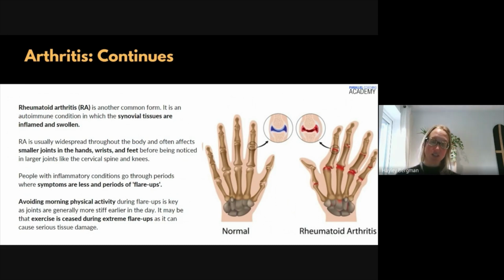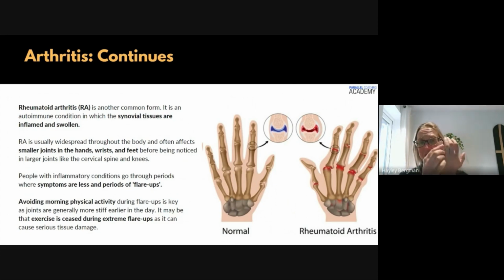So osteoarthritis was affecting that wear and tear on the joint. Rheumatoid arthritis is another common form of arthritis. It still has pain, inflammation, and swelling, but it's an autoimmune condition. And autoimmune conditions are whereby the body attacks itself, for want of a better word. It starts to break down the tissues for no particular reason, or usually an untraceable reason. For this one, it's in particular that the synovial tissues are inflamed and swollen.